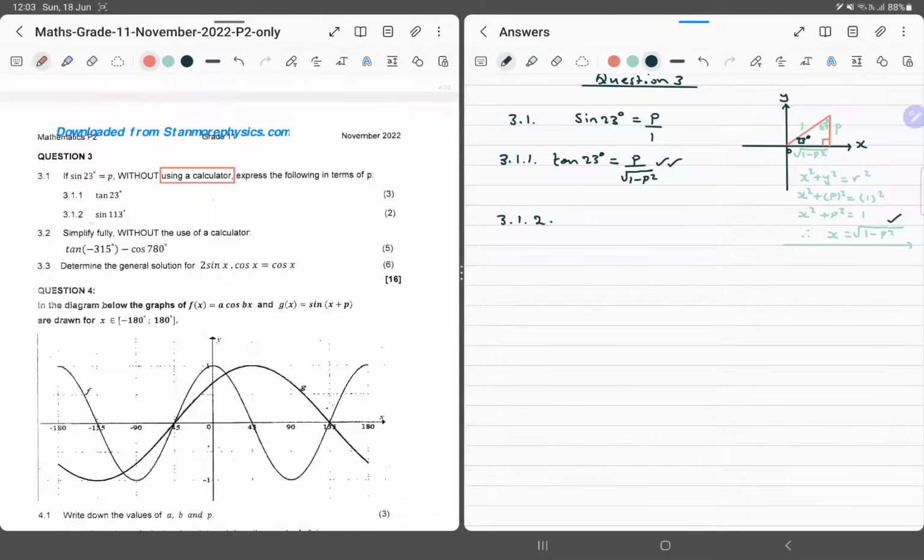Okay, so let's do 3.1.2 says sine of 113. Now once you get an angle greater than 90, you always have to think of how do we do this. What is 113 in relation to 23? Let us see. 180 minus 113 is 67. So there's 2 ways we can do this. We can see 67 is on our diagram.